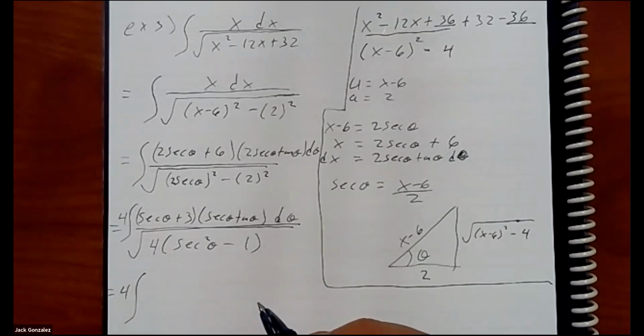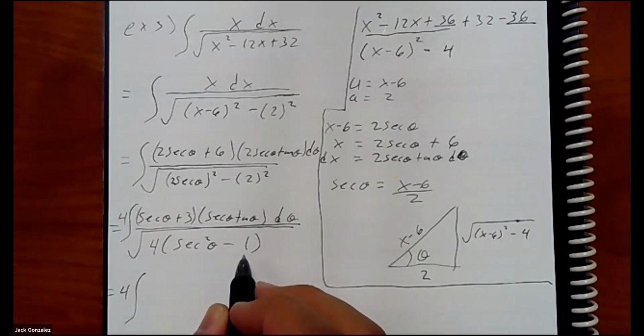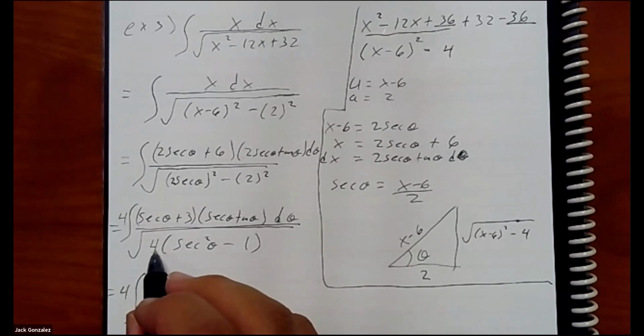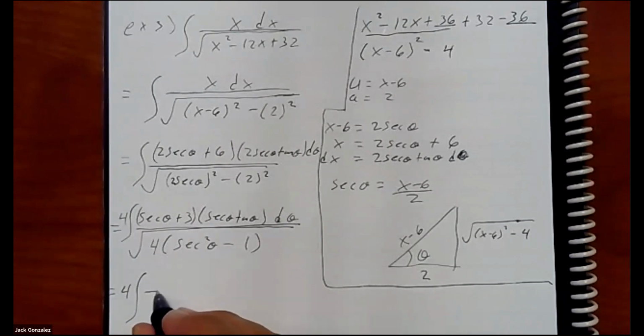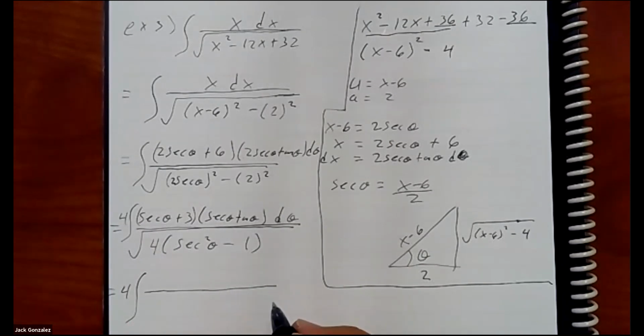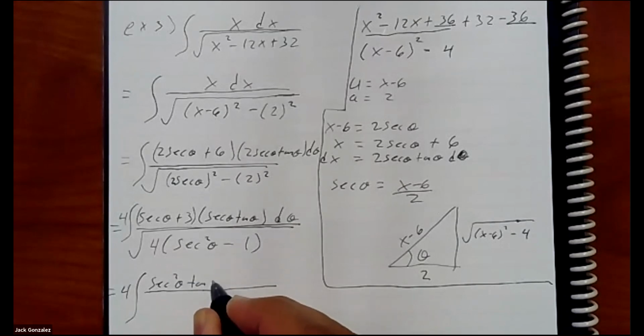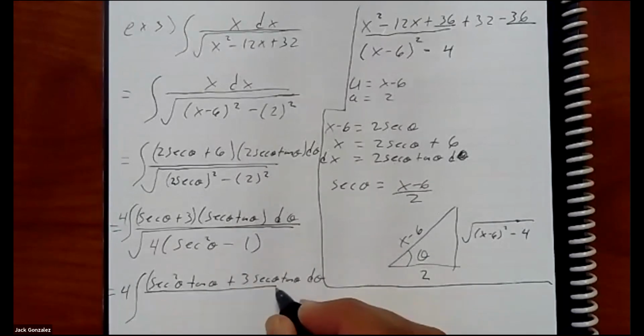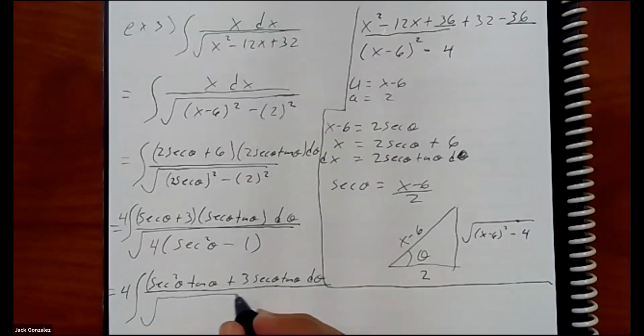Secant squared theta minus 1 is equal to tangent squared, and the 4 and the tangent squared will cancel the root in just a moment. And the top part, I'm going to go ahead and multiply. That will become secant squared theta tangent theta plus 3 secant theta tangent theta d theta. Square root of 4 tangent squared theta. Cancel.